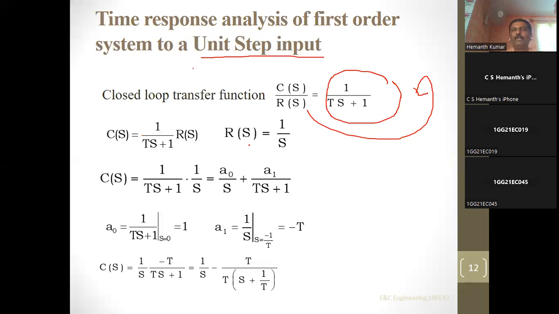Now what is C of s? It is 1 by Ts plus 1 into R of s. What is R of s? R of s is 1 by s. How do I get this 1 by s? This is the Laplace transform of the unit step input. Next, C of s is 1 by Ts plus 1 into 1 by s.